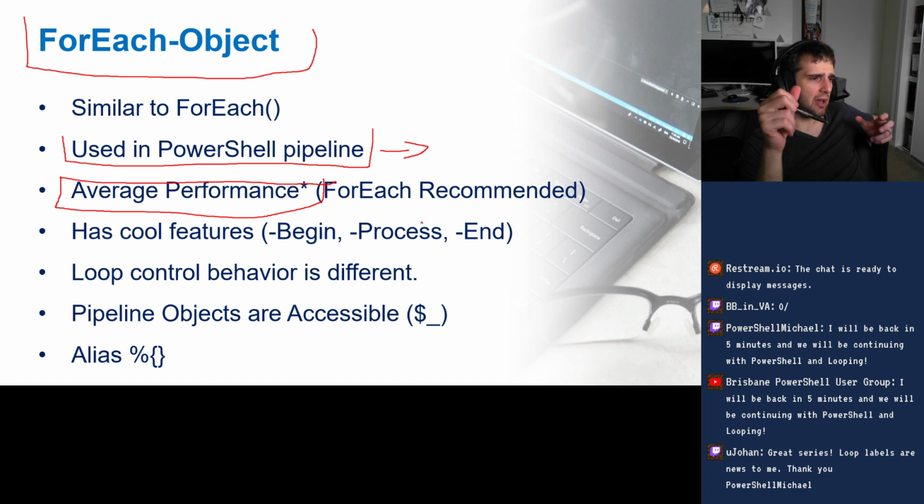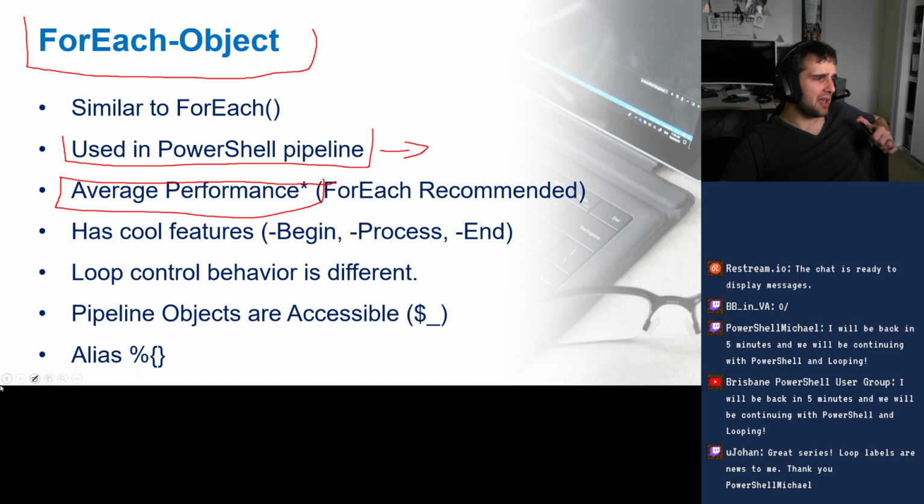But at the same time though, it's similar to foreach. They have their intended use. The PowerShell pipeline is for ForEach-Object. Foreach is an actual looping.